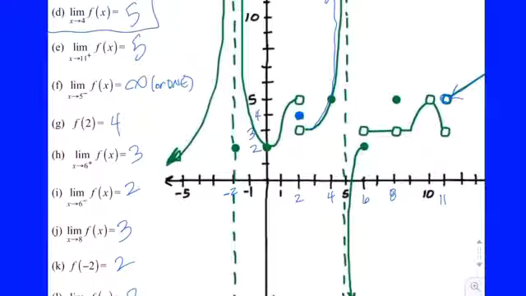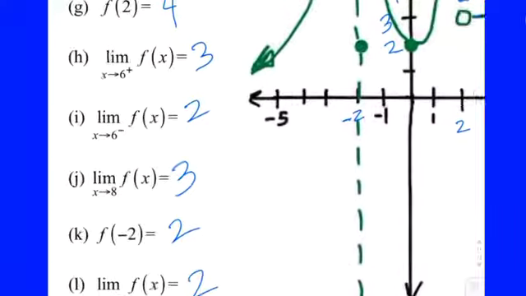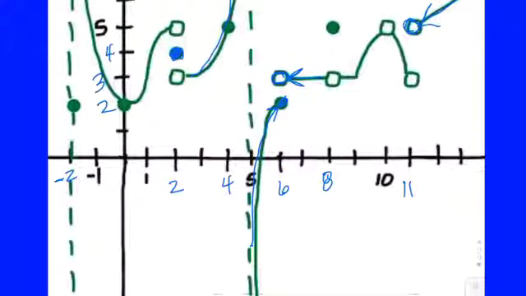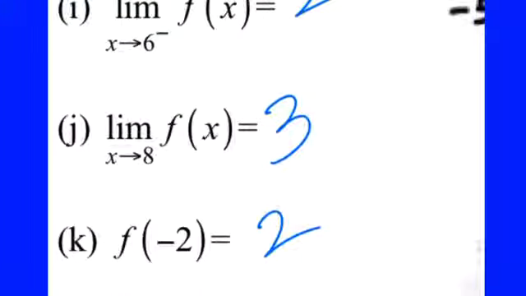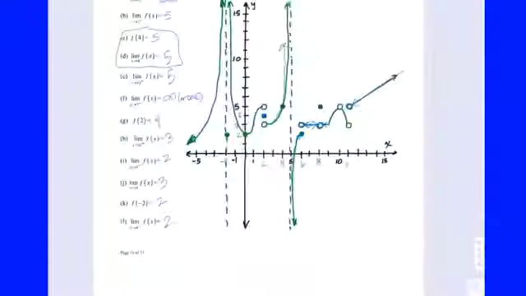From the right of 6, that's coming in right here, and you're approaching that open circle, which is at 3. So that's letter H. Letter I, from the left of 6, you're coming in from the vertical asymptote, and you're approaching the solid dot, which is at 2. So that's letter I. J is the general limit at 8. So you've got to look at both sides now. The limit from the left and the limit from the right, they're both approaching the same y value. It happens to be the y value of the hole. So the general limit exists, and it is 3. Okay. The function value there is 5. That's the dot, but the limit exists as 3.